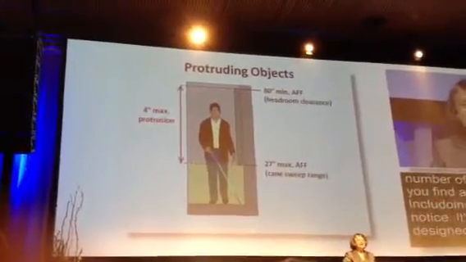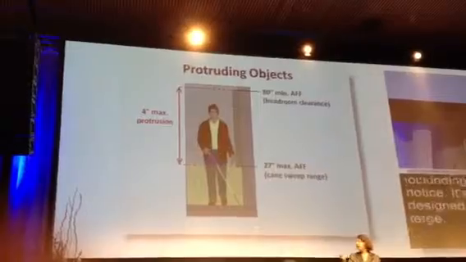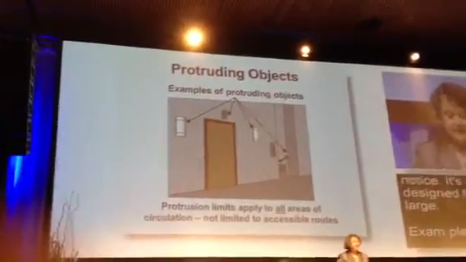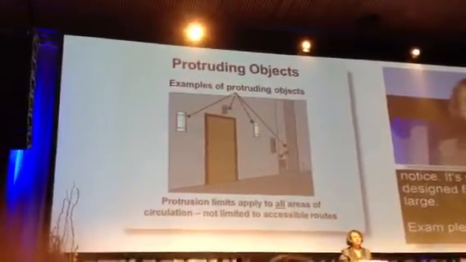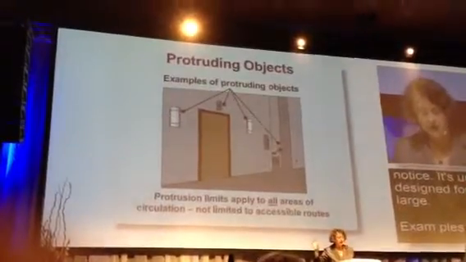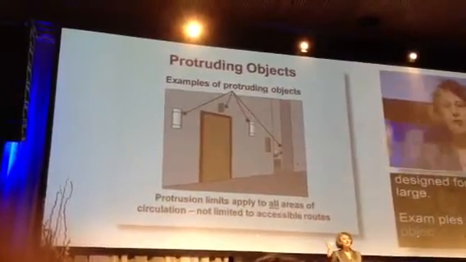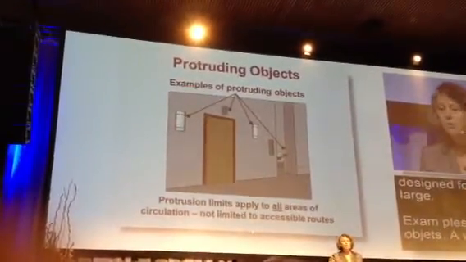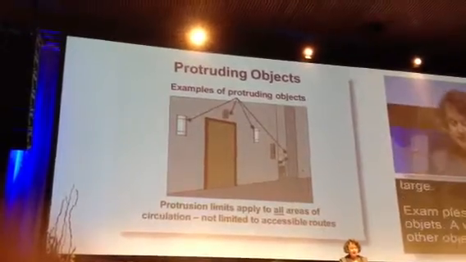So we have examples of protruding objects in the environment, things that people often don't think of, such as a wall sconce or some other object that is mounted on a wall, and a blind person may not detect it.